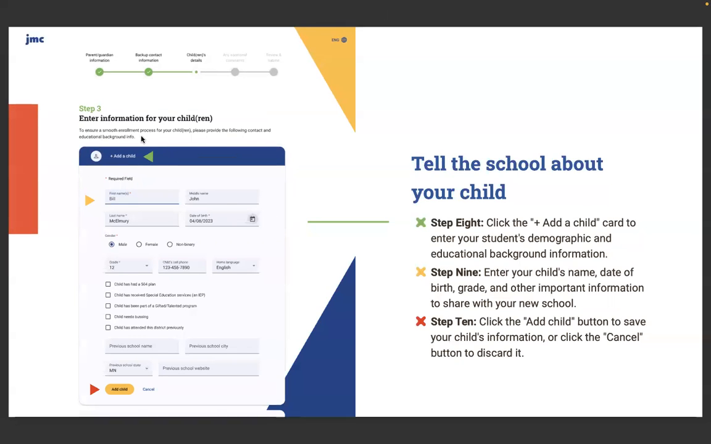Step 8, click the add a child card to enter your student's demographic and educational background information. Step 9, enter your child's name, date of birth, grade, and other important information to share with your new school. And step 10, click the add child button to save your child's information, or click the cancel button to discard it.